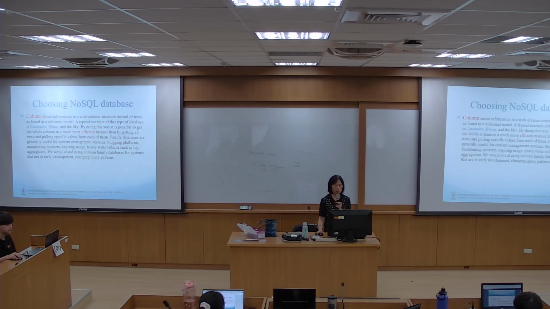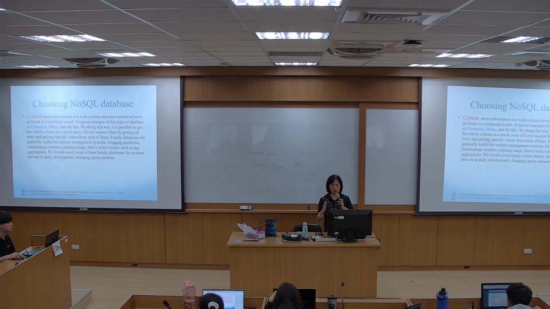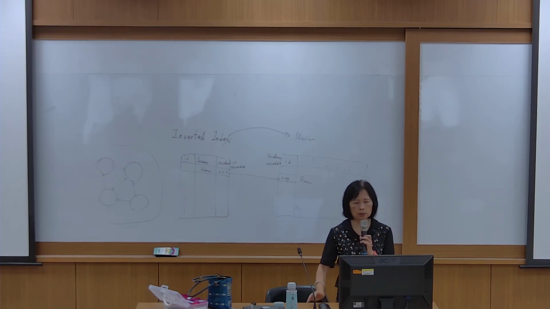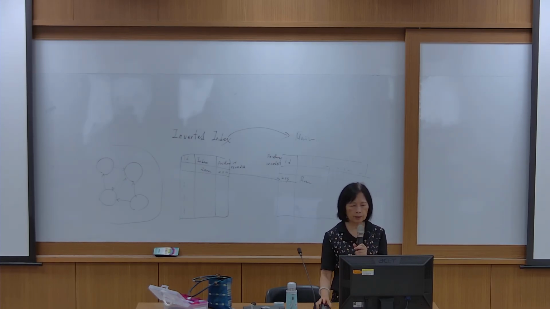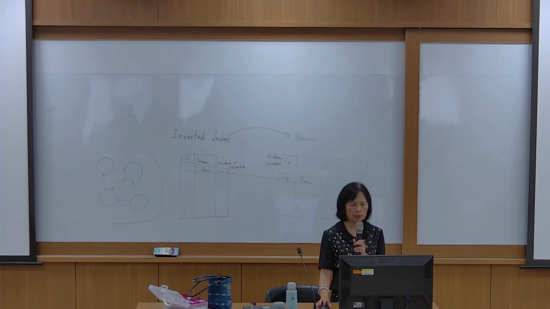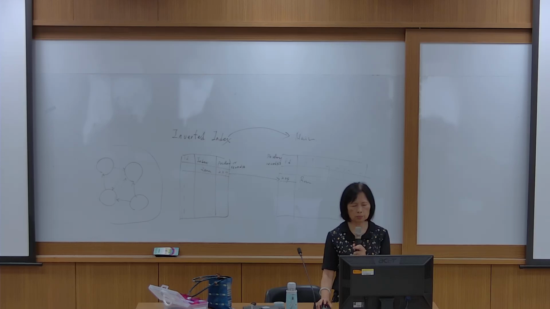Okay, columnar, right, very efficient. You can see a row with lots of columns. So getting all rows and pulling a specific value from each of them. So the column family database is generally useful for CMS, blogging platforms, and lots of apps. But it's very, very huge. You probably would not use that. Graph, it's very interesting to know the graph, right? Try it out. Graph.